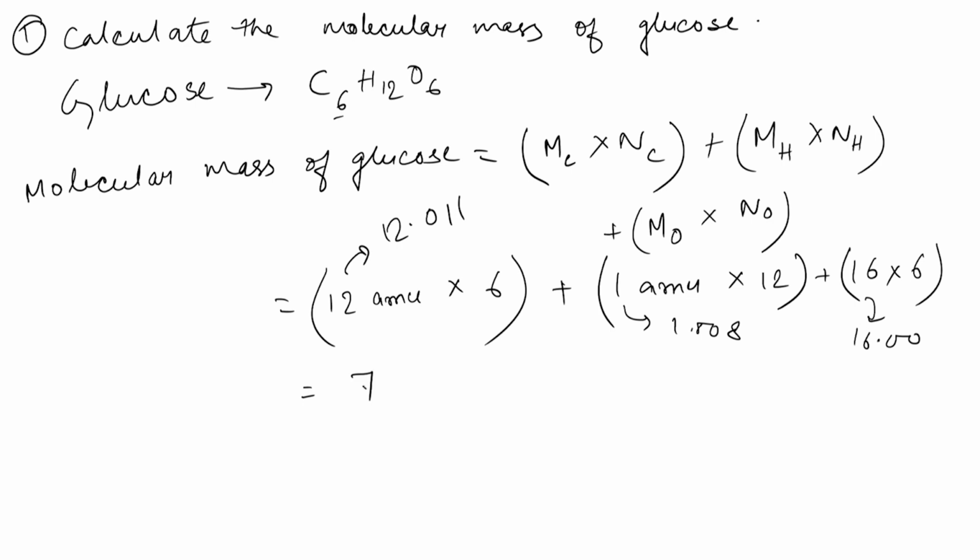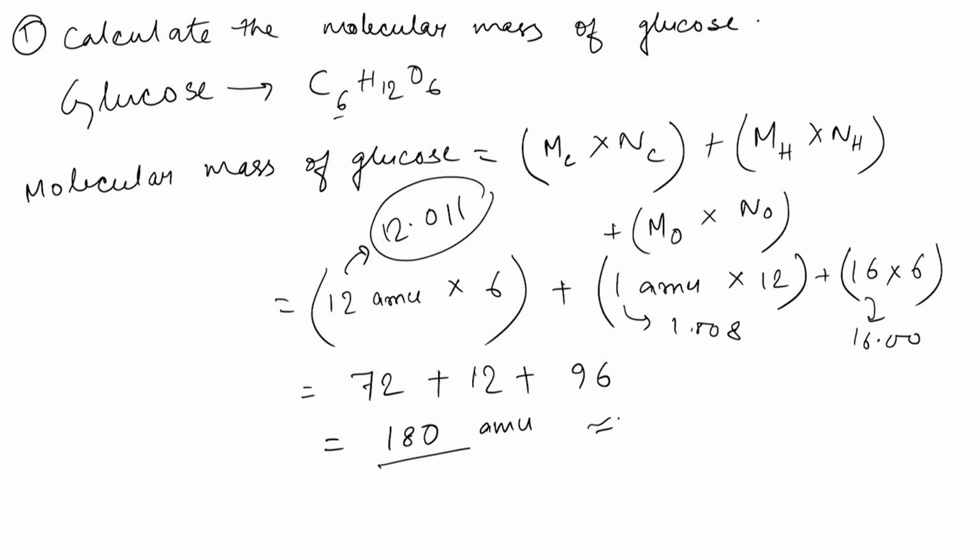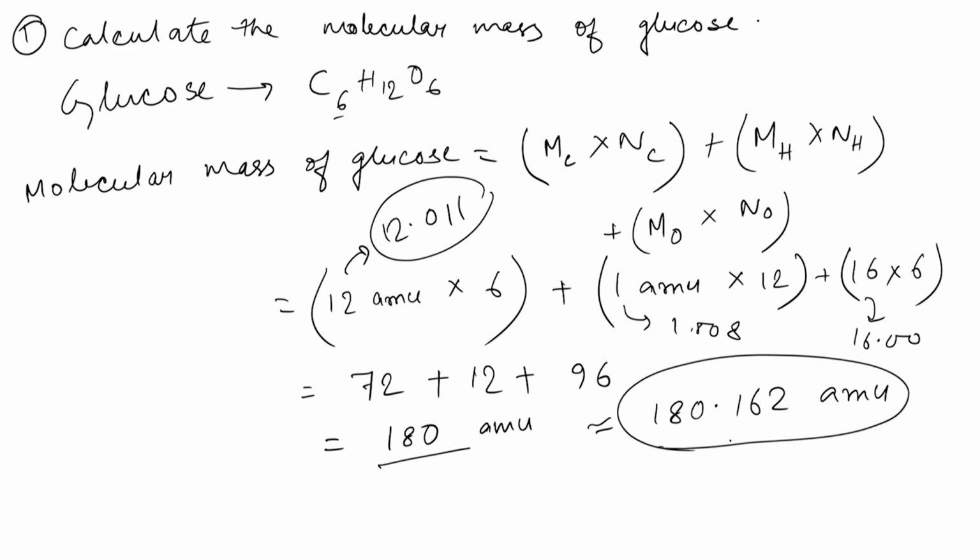So, this comes as 72 plus 12 plus 96, okay. So, this will come as 180 AMU. So, the molecular mass of glucose is around 180 AMU. Now, if we had taken these actual masses, then this value would come as 180.162 AMU. This is the actual value. We can consider it as 180 AMU.